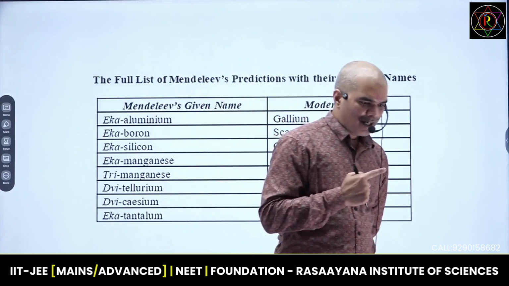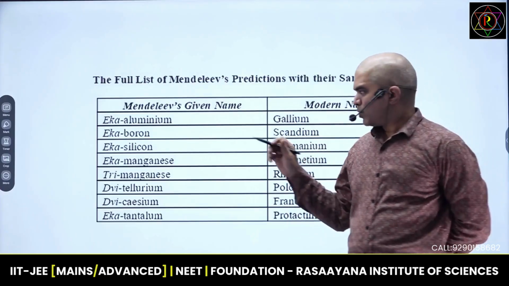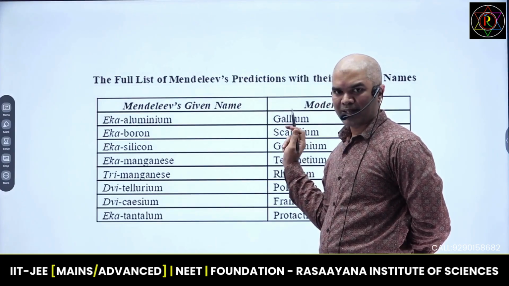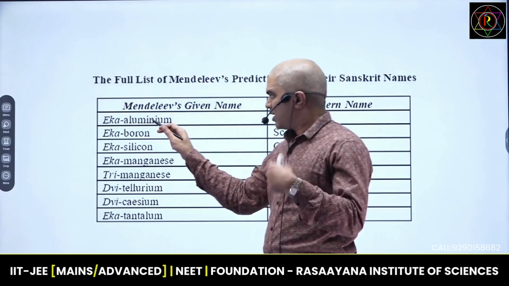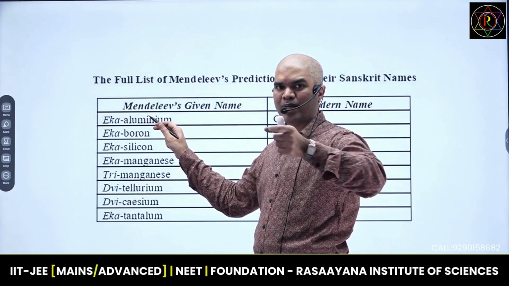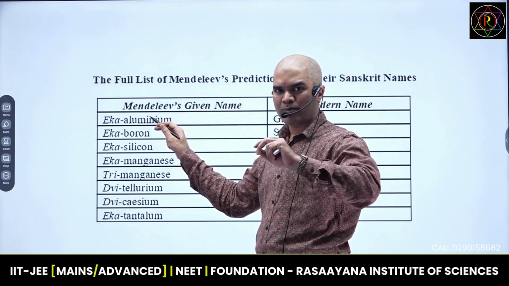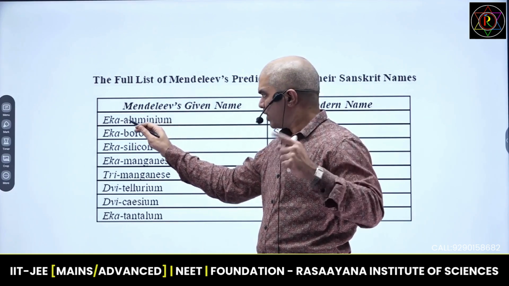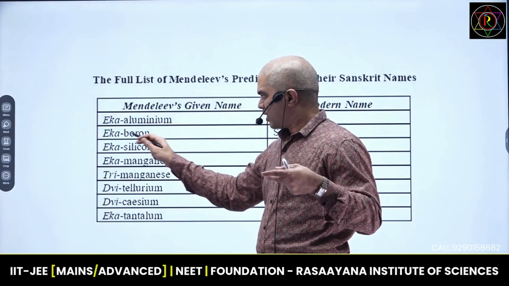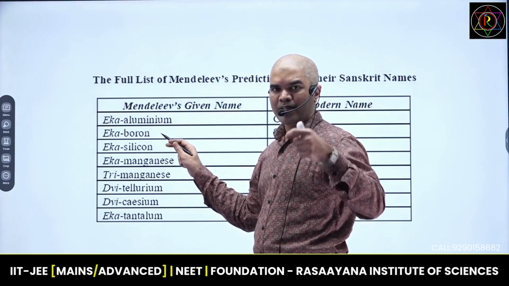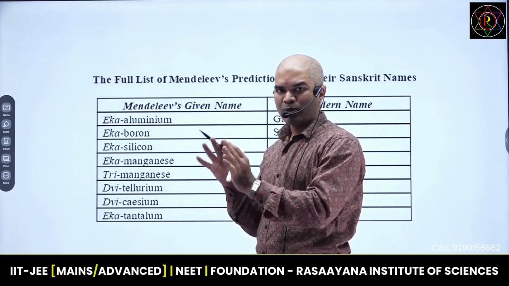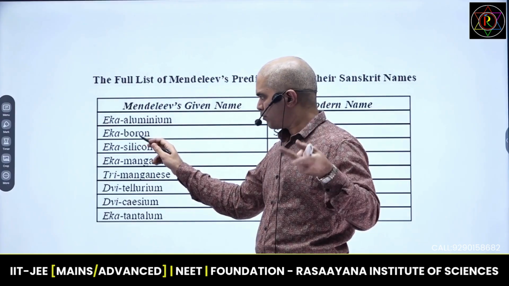So whatever he has predicted, accordingly, suppose aluminium was known, but gallium was not known at that time. Then he said, after aluminium, there will be one more element. If this element is discovered, it should have so and so density, so and so molecular formula of an oxide, and so on. So he called it Eka aluminium, one after aluminium. Boron, Eka boron. After boron, if at all there is one more element that will be discovered in the near future, that should have so and so properties. So he called it Eka boron, one after boron.